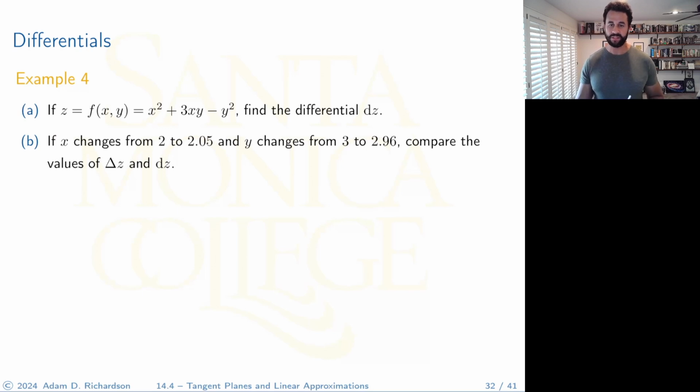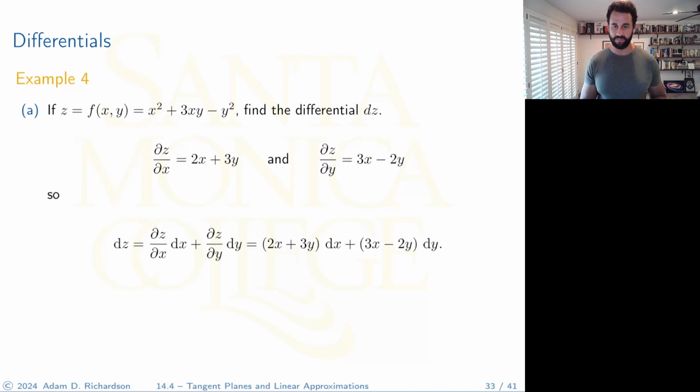All right, here we go. If we want to find the total differential dz, we're going to have to compute some partials, right? So that's the first step. We compute the partial with respect to x and the partial with respect to y. So dz is not too hard to write. We're just going to use that formula. And there we go. That is dz. Now hold on to that.